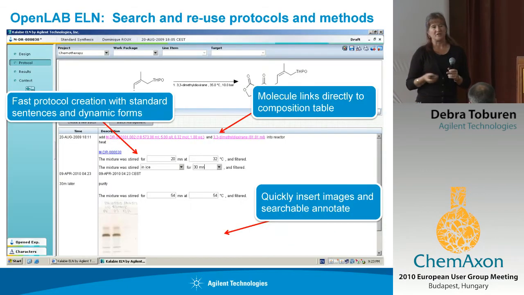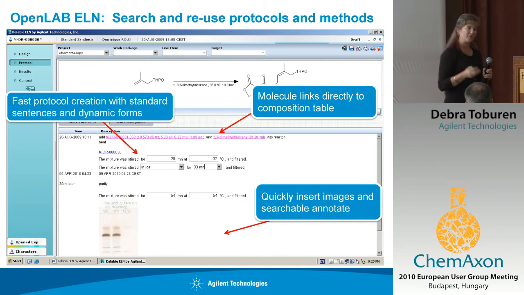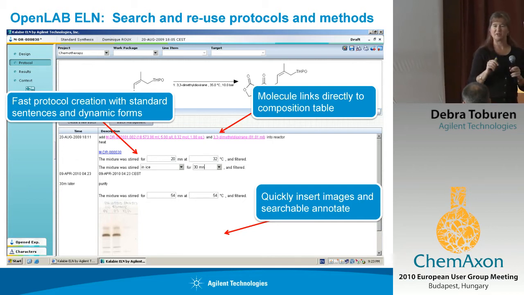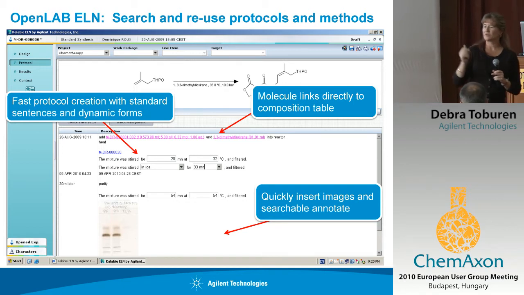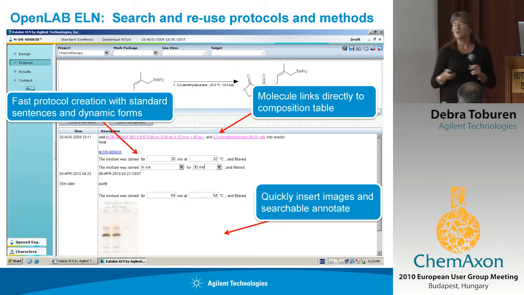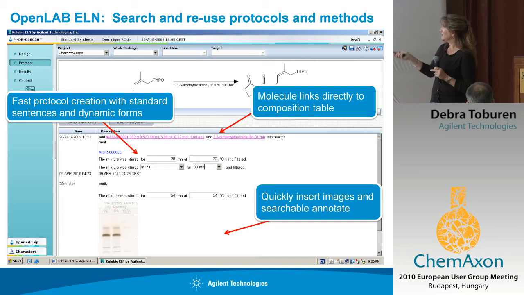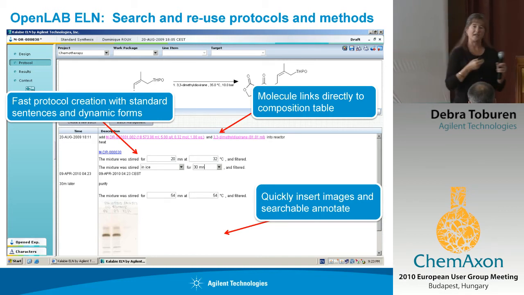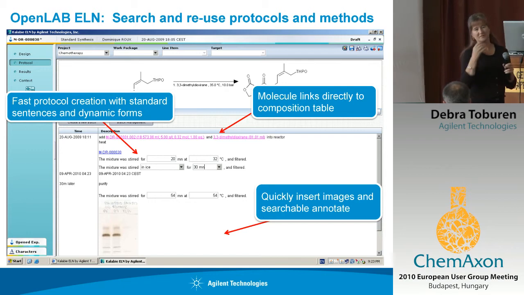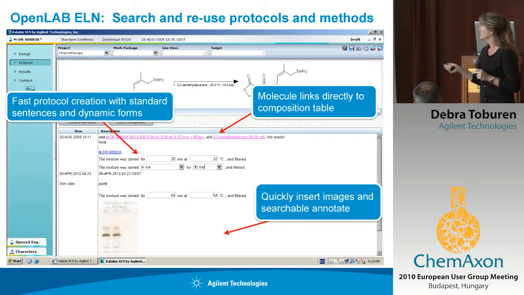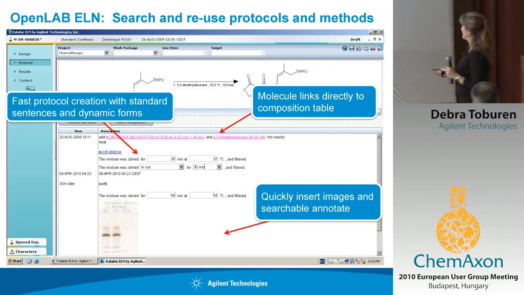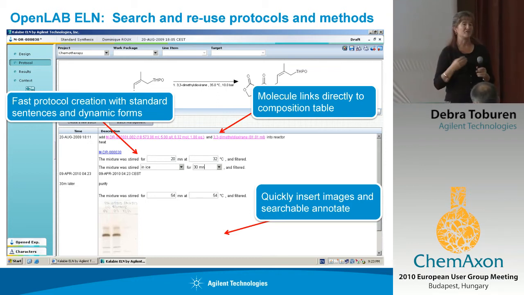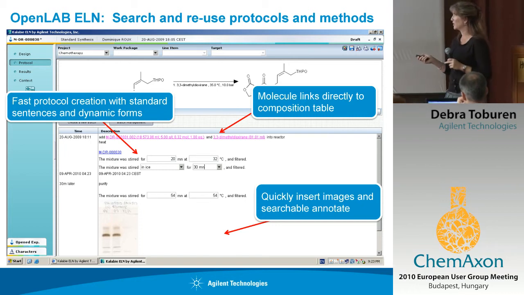Within OpenLAB ELN, you have a way to capture that data very quickly, to quickly document your protocols and your methods through the use of what are called dynamic forms. So that you can create your links to your stoichiometry table. You can automatically update what you've designed your reaction with. You can enter the information about what was happening in that protocol, annotate your images, and bring that information into a single experiment.